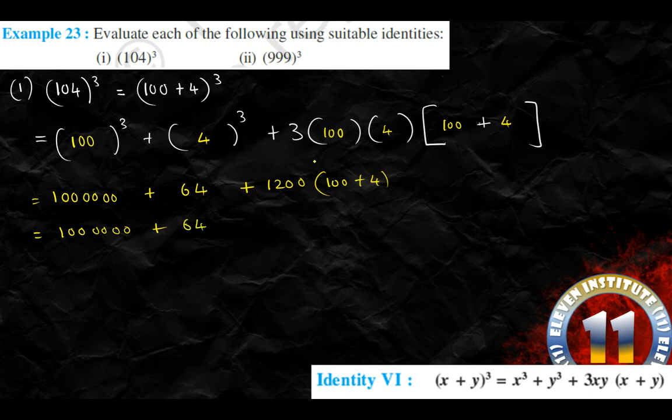Now multiply this 1200 with 100. So we have 1 2 0 0 0 0, and here multiply 1200 with 4, so 12 4s are 48 and 2 times 0. Now you can see this is easier to add a lot.